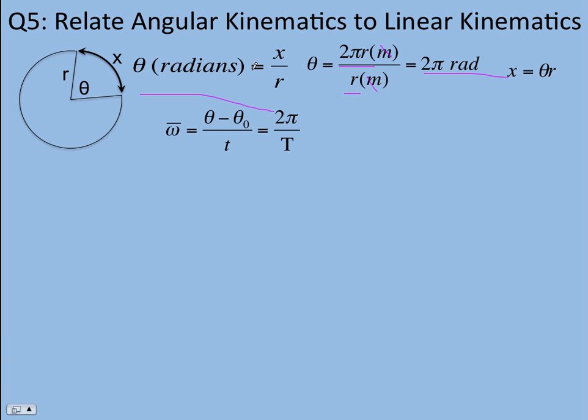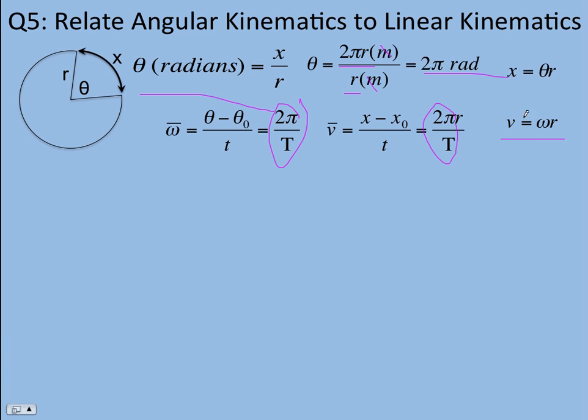How about omega? The average angular velocity is change in angle over change in time, 2 pi over the period. And the average linear velocity is change in distance over change in time, which would be 2 pi r over the period for a complete circle. And so notice this 2 pi over the period is omega. And so the average linear velocity is the average angular velocity times the radius, and that's true for instantaneous too. And so this works for whatever the velocity is at a particular time.